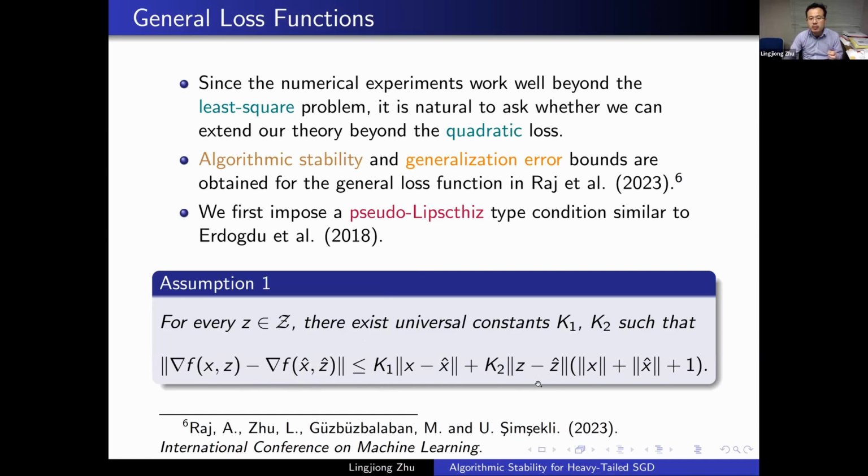But of course, to make sure that it's satisfied by a lot of examples of interest, we need to allow some linear dependence on x and x hat, because otherwise a lot of models will fail this assumption.